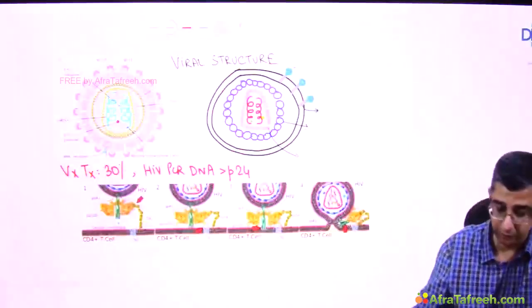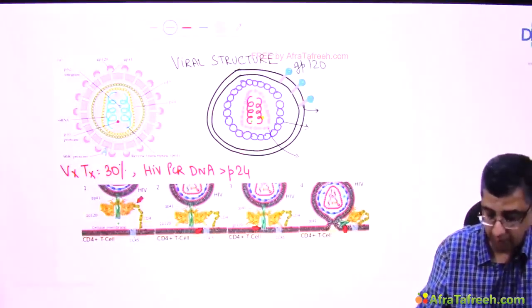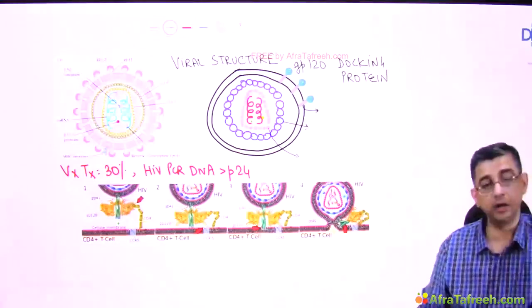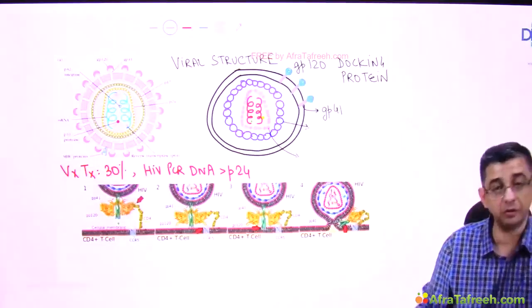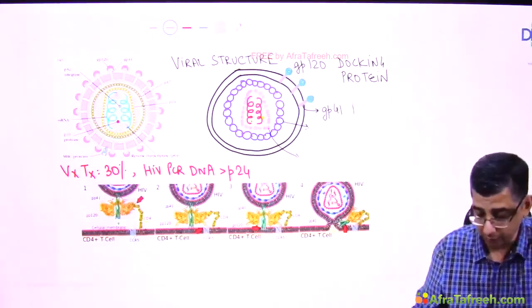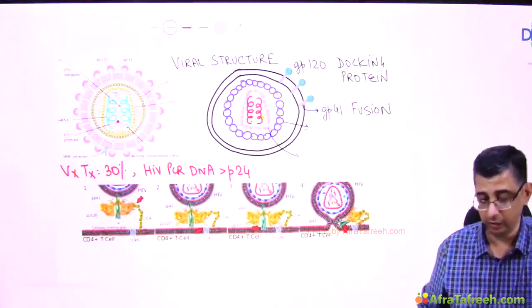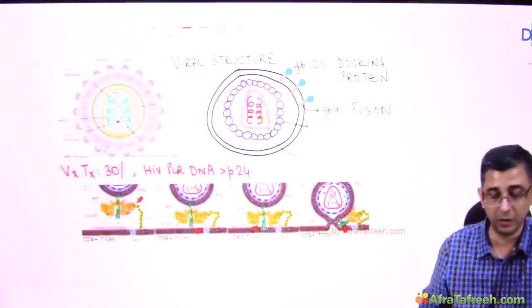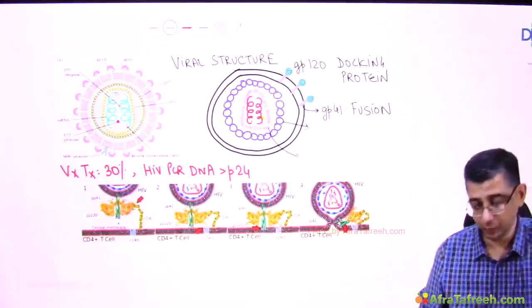Coming to the viral structure, the blue structure that you see here is called GP120. This should be remembered as the docking protein by which the virus will attach itself to the CD4 receptor on the CD4 cell, and then GP41, which you can see is the gray structure shown here, is responsible for fusion of the virus with the CD4 cell, and then it will be able to inject its single-stranded RNA inside, and with the help of reverse transcriptase it will get converted to double-stranded DNA, which will then get integrated into the host genome.